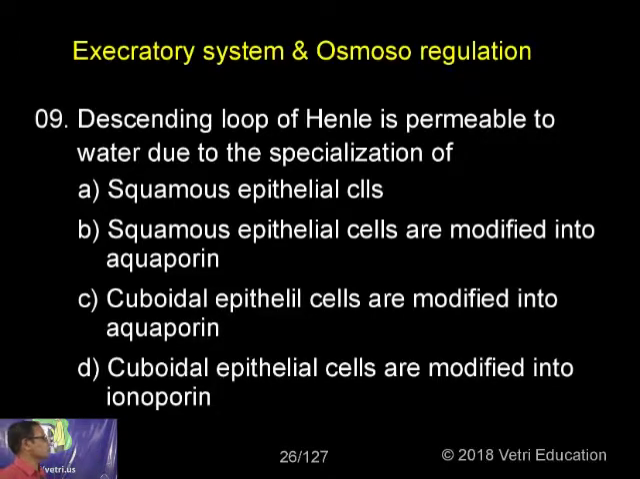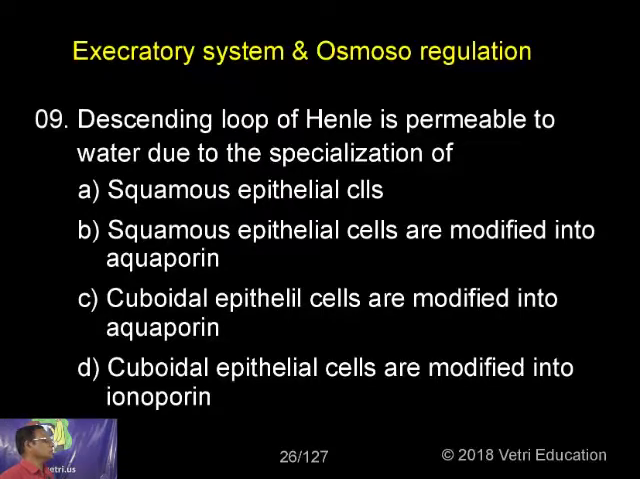Descending loop of Henle is permeable to water due to the specialization of... So the descending loop of Henle is permeable to water but impermeable to electrolytes like sodium. The ascending limb of the loop of Henle is impermeable to water and permeable to sodium ions.